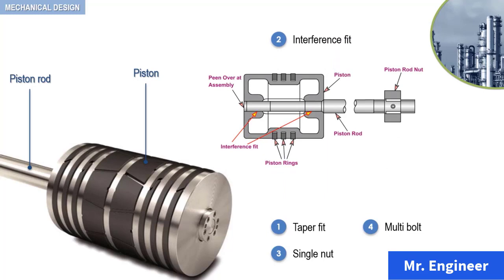For smaller reciprocating compressors, the interference fit is sometimes used. In this arrangement, the piston bore is machined to accept the piston rod with an interference. The piston is pinned at the rod end, as you can see here, and there is no threaded connection or knot which holds the piston to the rod.